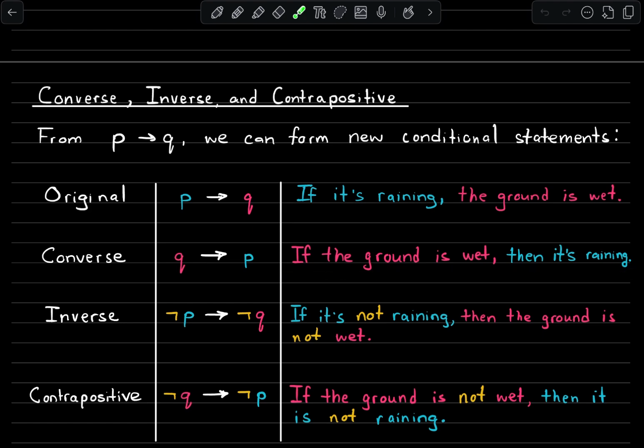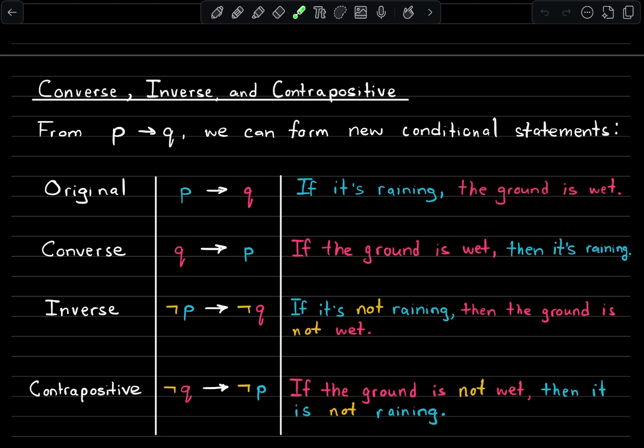Okay, that's a different statement than if it's raining, the ground is wet. The inverse, we keep the original order. P is here, Q is here, but then we put a negation in front of each one. So now the statement reads, if it's not raining, then the ground is not wet.